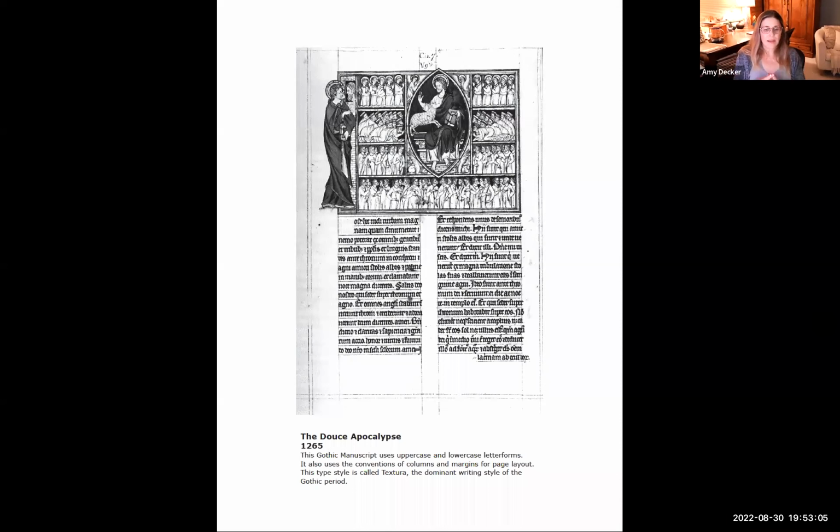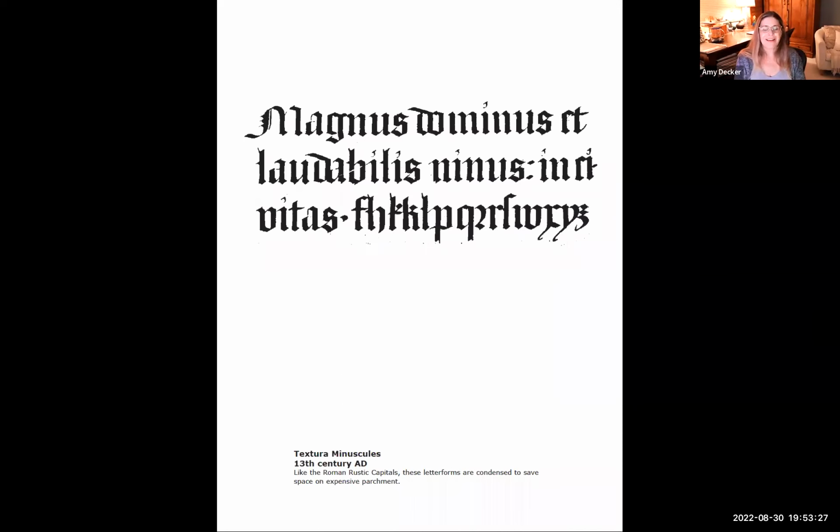So here we have 1265, the Duece Apocalypse. This Gothic manuscript uses uppercase and lowercase letter forms. It also uses the conventions of columns. You can see it's a 2-column layout. For page layout, it used the type style called textura, the dominant writing style of the Gothic period. So now we're moving into Gothic.